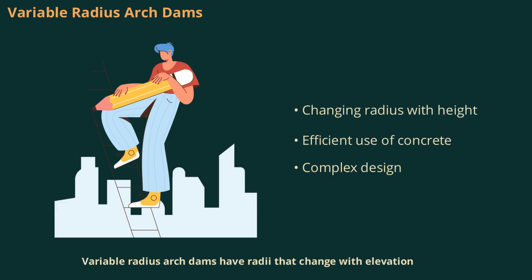Variable radius arch dams have radii that change with elevation, being largest at the top and smallest at the bottom. This allows for greater efficiency, as the dam can be thinner where the water pressure is lower and thicker where it is higher. The centers of the arcs do not align vertically, making the design more complex but more economical in terms of concrete usage. These dams are especially suitable for V-shaped valleys, where the width changes significantly with height.